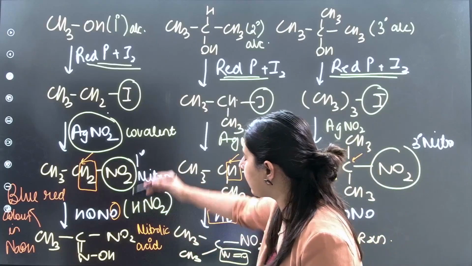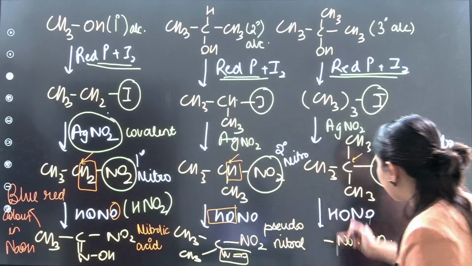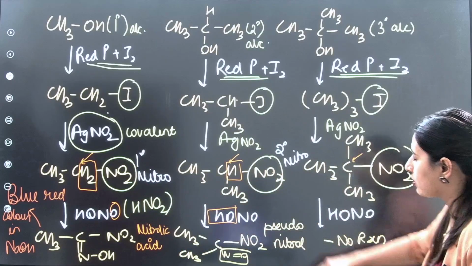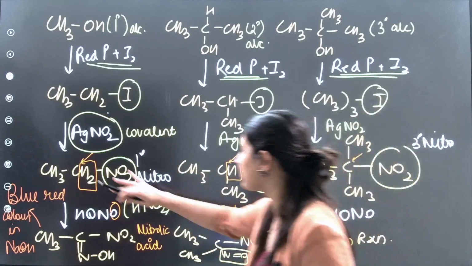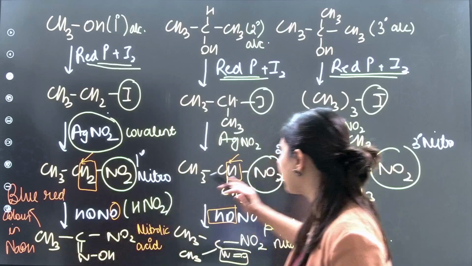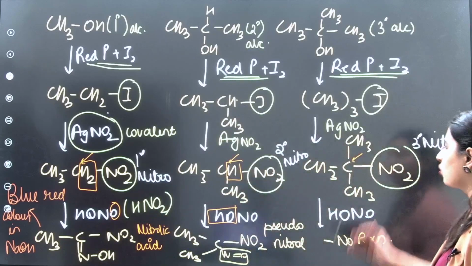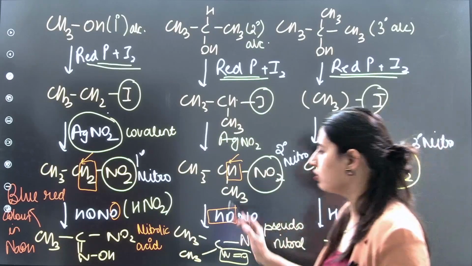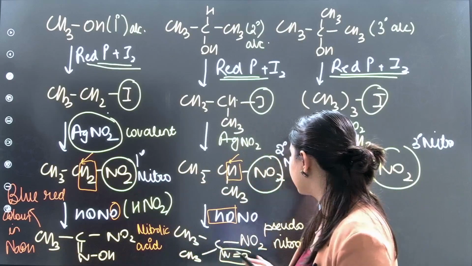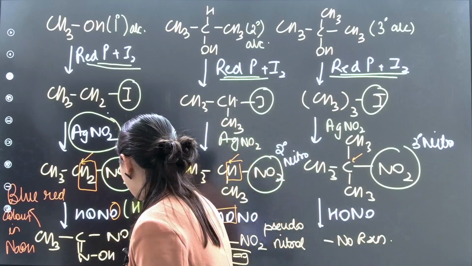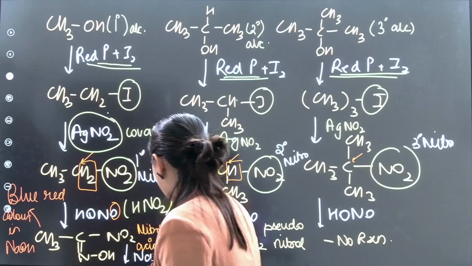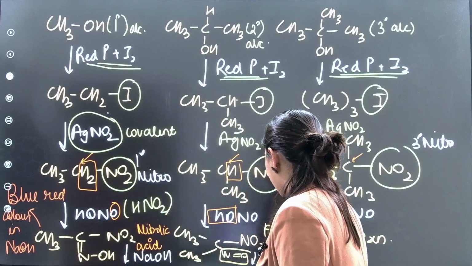So part of the Victor-Meyer test is also utilized in the detection of the nitro compound, whether it is 1 degree, 2 degree, 3 degree, because 1 degree nitro will give you nitrolic acid, 2 degree nitro will give you pseudo-nitrole, and 3 degree will show no reaction. But we will still not be able to detect pseudo-nitrole or nitrolic acid until we add NaOH to it. So the next step is to add NaOH, sodium hydroxide.